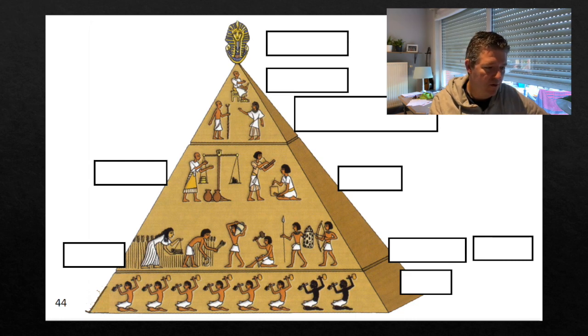Okay, so here we find the pharaoh again. Next, we'll find the vizier. Remember what the vizier is? Kind of prime minister. Okay. Underneath the vizier, you'll find all the people that help the pharaoh. Remember the word elite? Elite. Yeah. Those people live at the top of the pyramids. We think about civil servants.